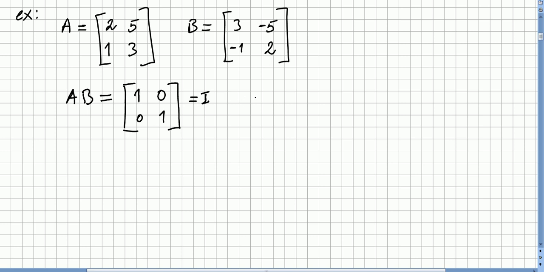Now, if you do the other way around, perform B times A, you are going to get 1, 0, 0, 1, so that's the identity, right? So this proves that B is the inverse of A, right? So we can change the notation here, okay? And I can write A inverse, and here A times A inverse, and A inverse times A. So you just perform the calculations and you will always get the identity.